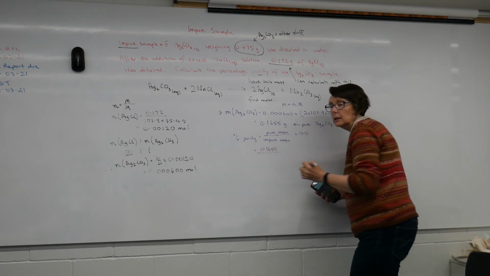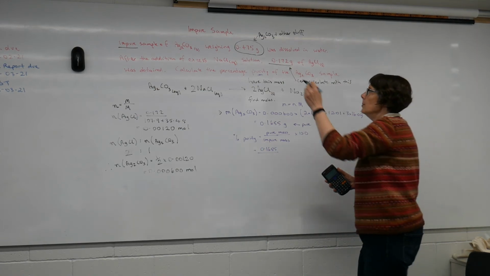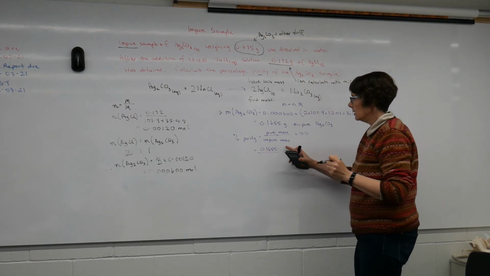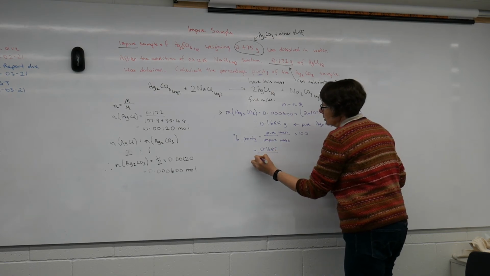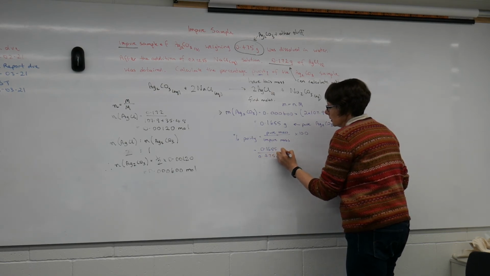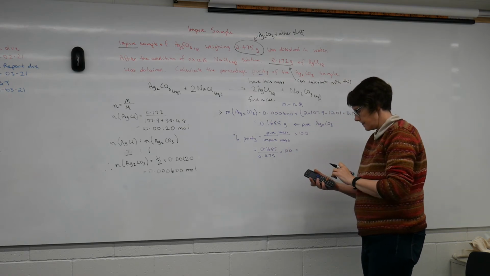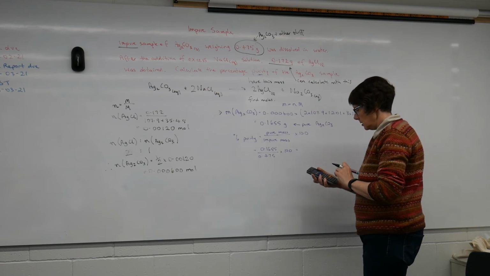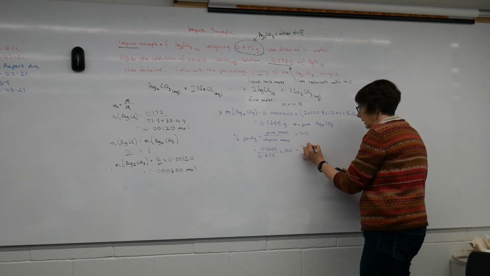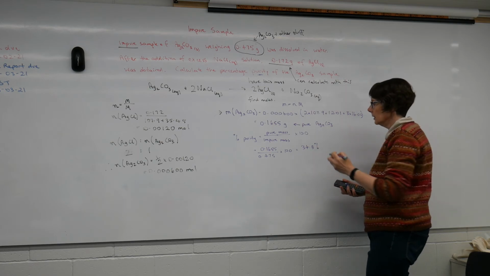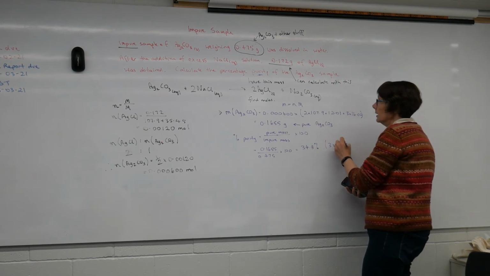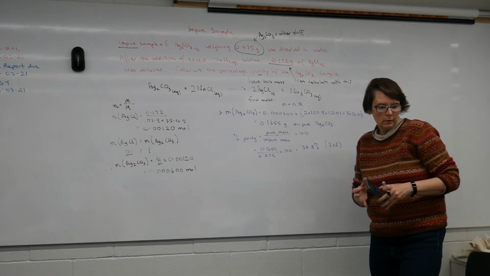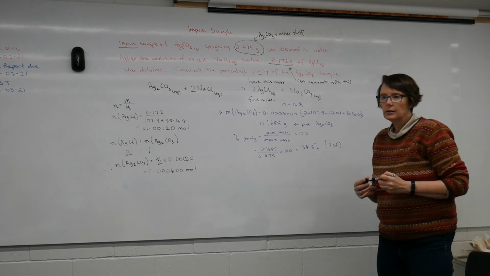0.1655, and it's only now that I go back to my impure mass. That's when I first use it, 0.475. I get 34.8%. And that's 3 sig figs, matching up with the sig figs in the question. Okay, does that make sense? That's the way we go.